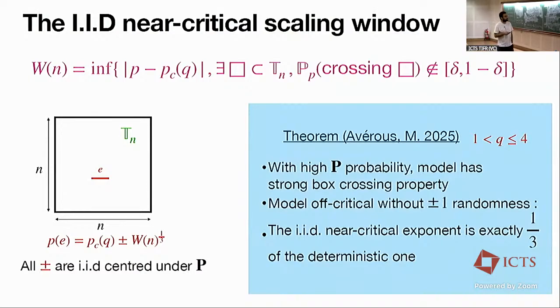So I told you, if I were taking W of n, if I put absolute, so now for each edge, I'm going to take random, an independent random. Yes.